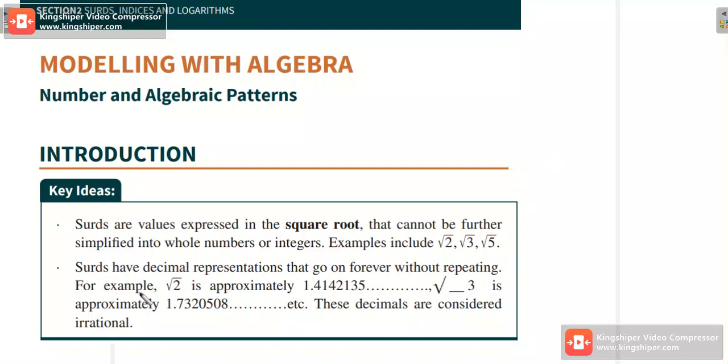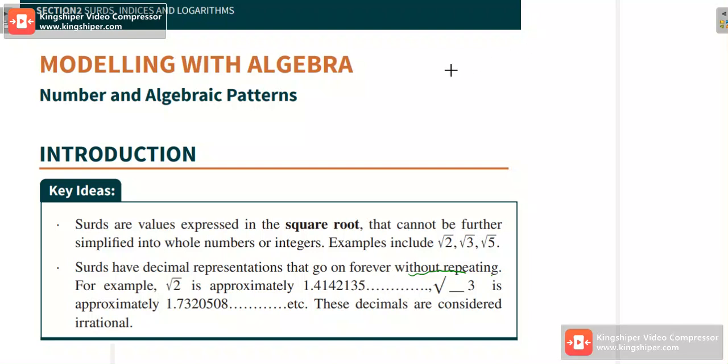So for an example, root of 2 is approximately 1.4142135. You can check it up with your calculator. So it goes on and it goes on forever without repeating. When we say without repeating, it means that it has no specific pattern.